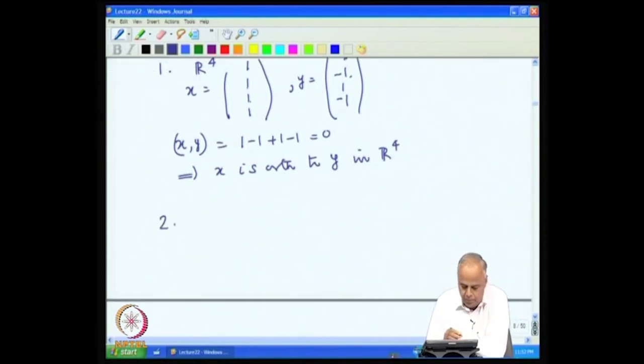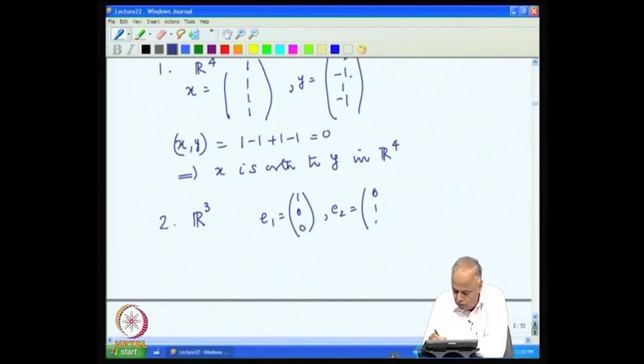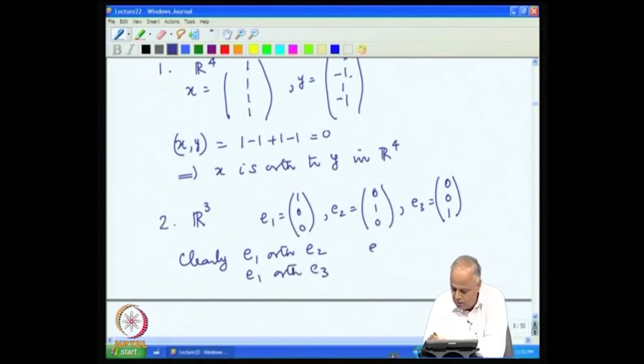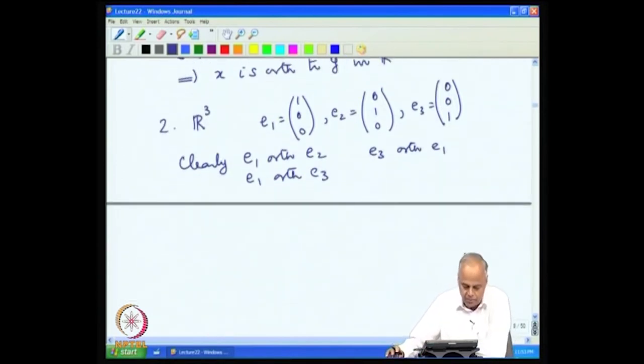Let us look at another example. Let us look at R^3, and let us use a standard symbol. Let us call it E1, which is (1, 0, 0), E2, which is (0, 1, 0), and E3, (0, 0, 1). Then clearly, E1 is orthogonal to E2, E1 is orthogonal to E3, E3 is orthogonal to E2, because all the inner products are 0.